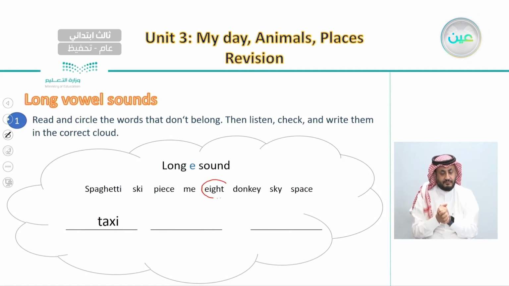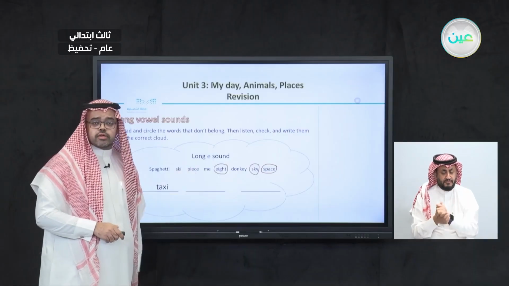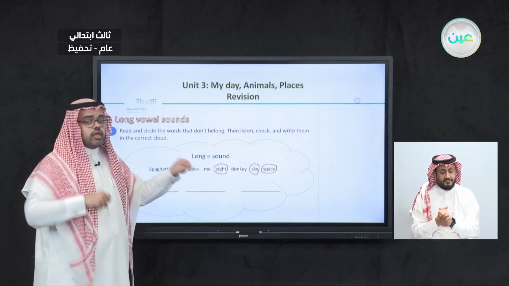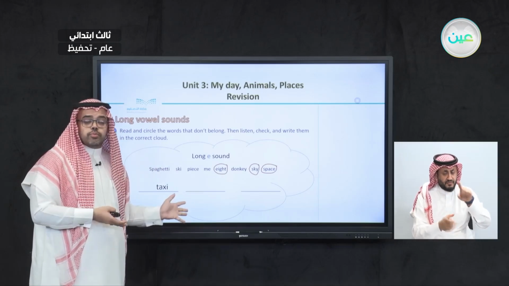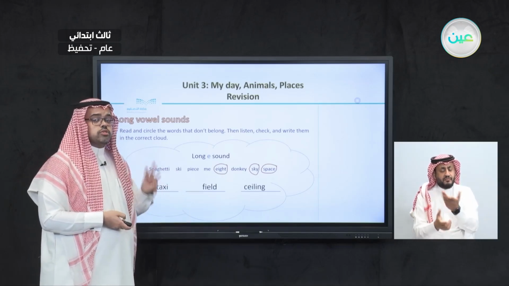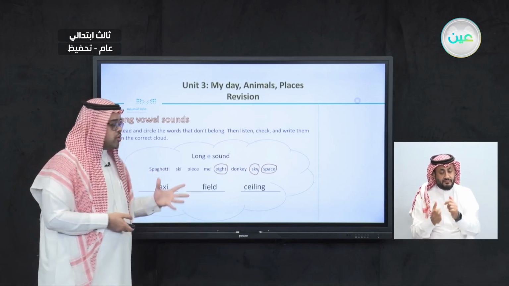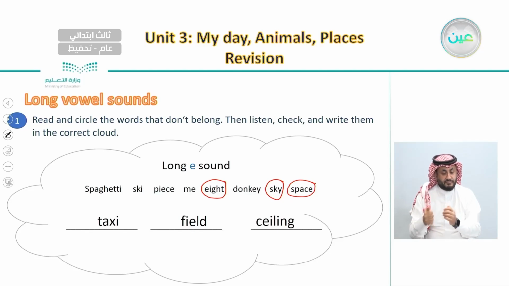Eight here does not belong to this sound, so we circle eight. The same goes for sky and space. So all of these three words do not belong to this cloud. So we take them, and what should we put instead? We should put three new words, which are taxi, field, and ceiling.